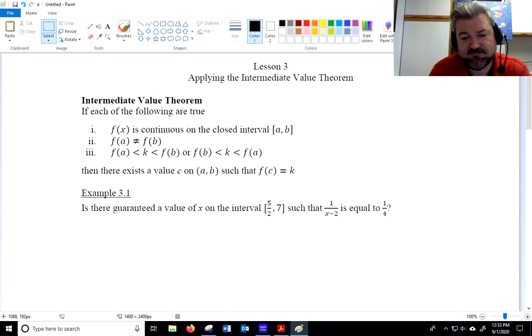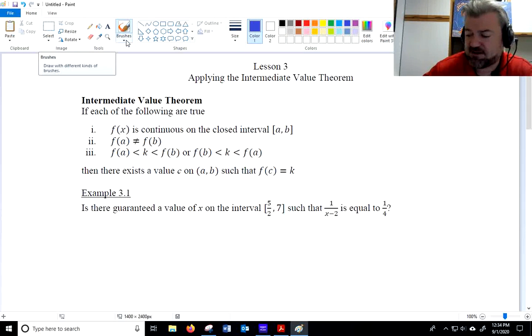Let's take a look at an example. Is there guaranteed a value of x on the interval from 5/2 to 7 such that 1 over x minus 2 is equal to 1/4? For this, we're going to practice being very precise in how we work the problem. The intermediate value theorem is not a difficult concept to understand, but it is on the AP calculus test to ensure that you are able to apply theorems properly.